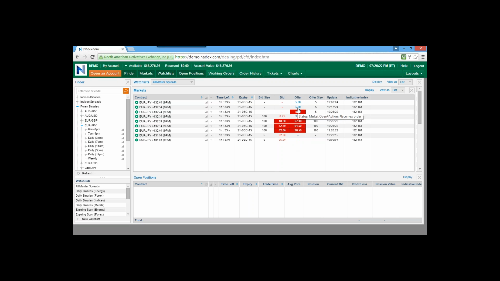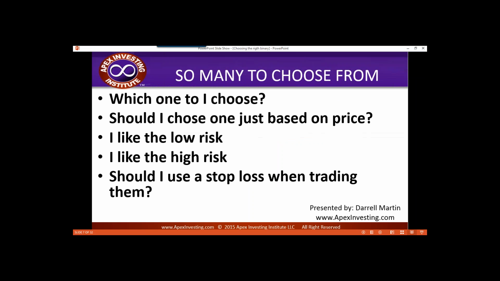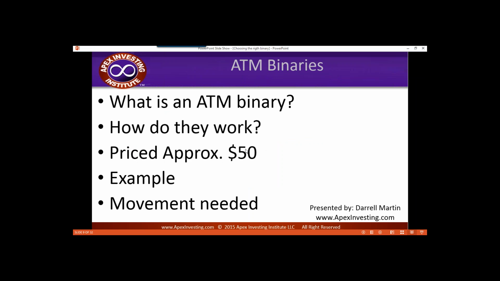Okay? So, in a nutshell, that is a binary contract. That is why there are different binary prices. Okay, so first one we're going to talk about, we just covered a little bit, is an at the money binary, or ATM. In the world of binaries, you'll hear these terms a lot, so you need to know what they are. ATM means at the money, priced approximately around $50.